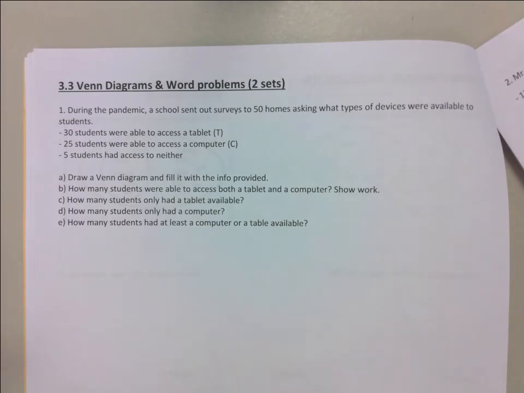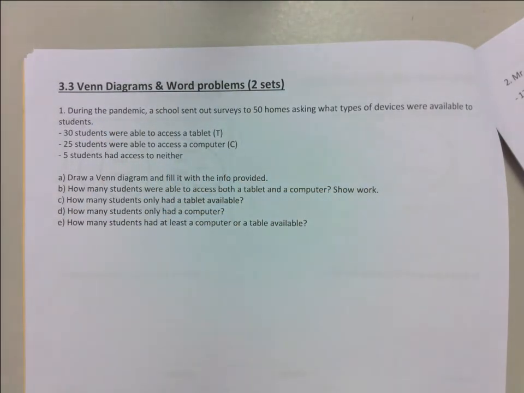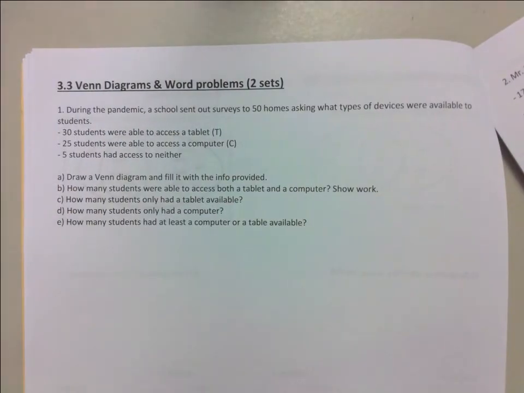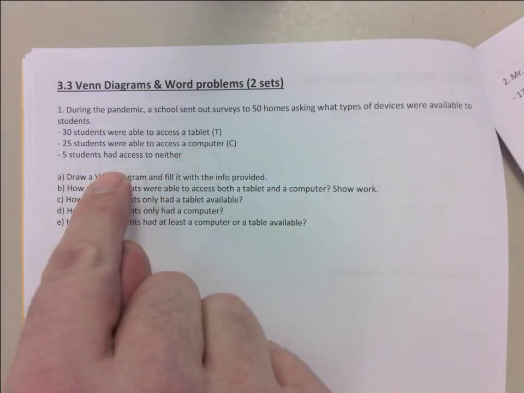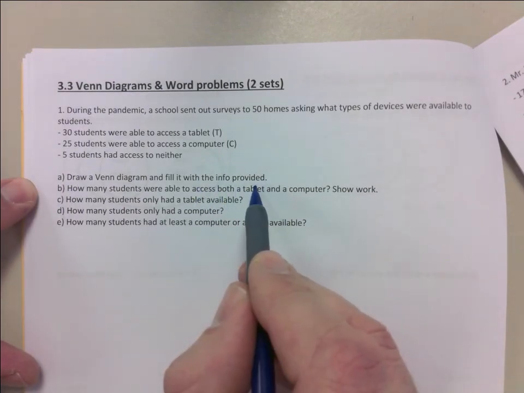Okay. Venn diagrams and word problems, 2 sets. During the pandemic, a school sent out surveys to 50 homes asking what types of devices were available to students. 30 students were able to access a tablet. 25 students were able to access a computer. And 5 students had access to neither. Draw a Venn diagram and fill out the info provided.